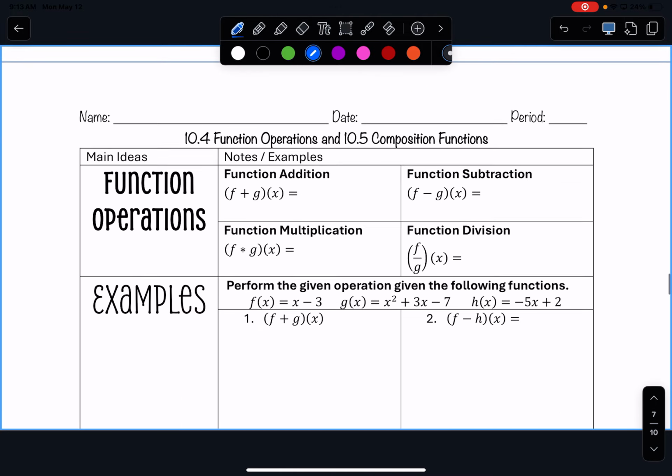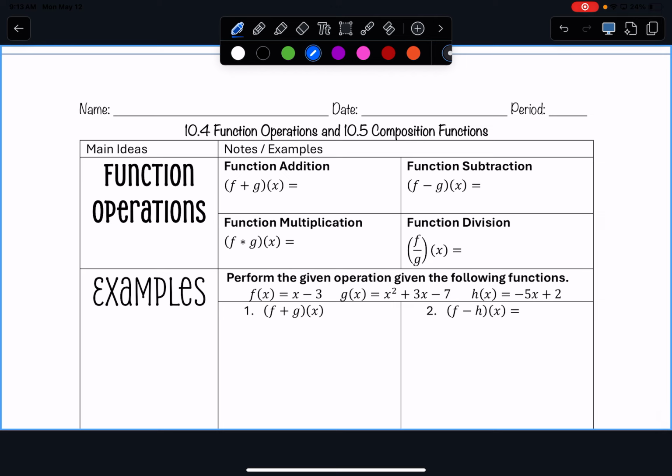so this next section is function operations. Okay. We actually did all of this stuff during our polynomials unit. Do y'all remember how we were adding and subtracting polynomials and multiplying them and doing all that? It was the test we had before Mardi Gras break. Okay? We did all of this.